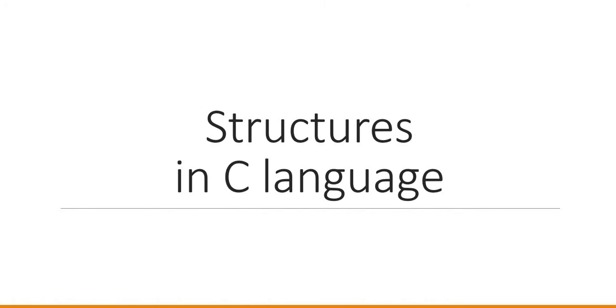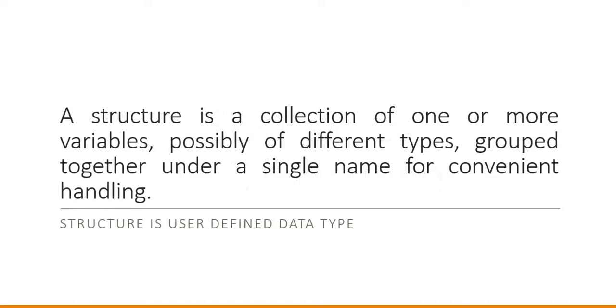Friends, in this video we are going to learn structures in C language. So what is a structure? A structure is a collection of one or more variables, possibly of different types, grouped together under a single name. It means we have different types of variables grouped in a collection with a single name, which means we have integers, strings, characters under a single name that forms a collection.